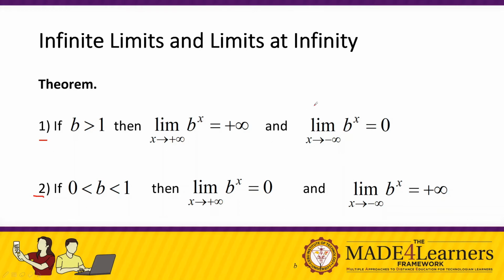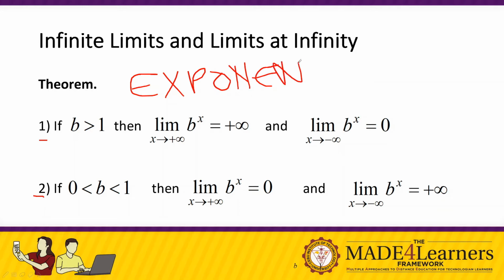Okay, for exponential. So let's try to understand first. We don't need to memorize this, we just need to understand, okay? What happens? If b is greater than 1, remember b is our base, then the limit of b to the power of x as x approaches positive infinity is just positive infinity. While on the other hand, the limit of b to the power of x as x approaches negative infinity is 0.